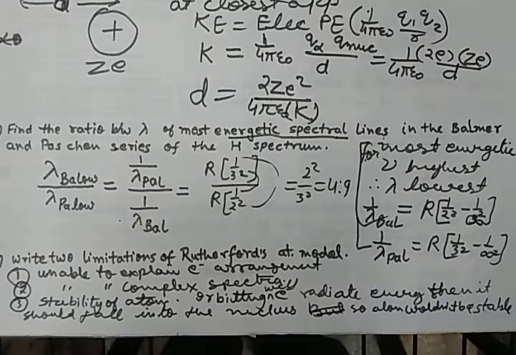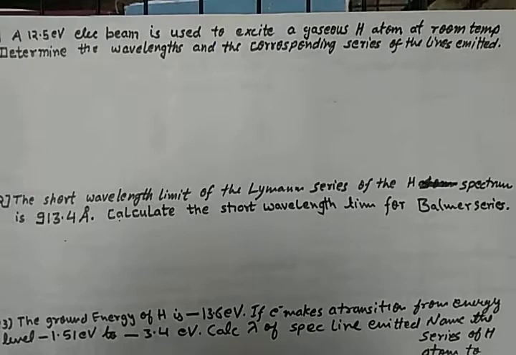Actually, Rutherford believed that to explain the origin of his spectrum, he said that the orbiting electron will radiate energy, and that is why we get that spectrum. But if it radiates energy, then ultimately it will fall into the nucleus. So he was unable to explain this.